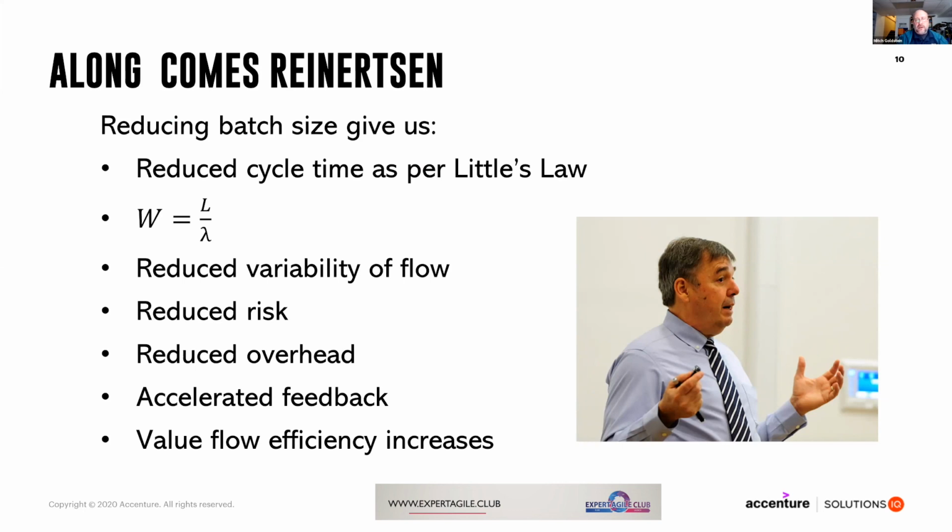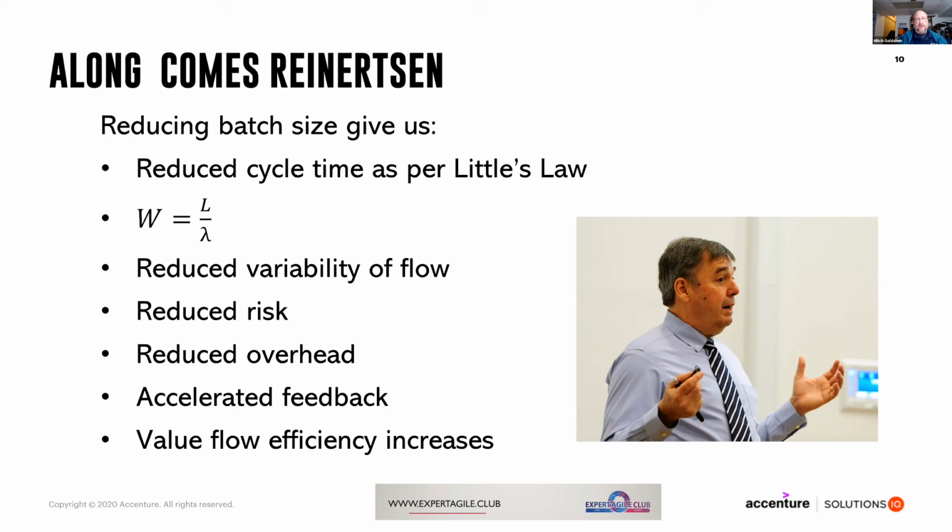And his main conclusion is that the work that we attempt to do is too big, and we will have trouble handling it. So by reducing the batch size, the size of the piece of work that we're doing, we end up with reduced cycle time as per Little's law. And Little's law is this equation right here. It's called Little's law because it's a law, but it's just a fraction. Basically, it's the average wait time divided by the number of people. So the idea is to reduce the average wait time.